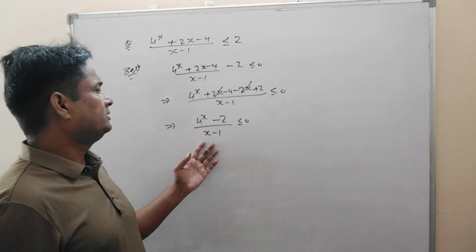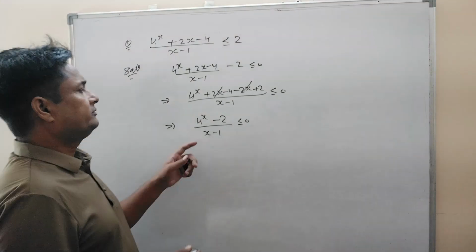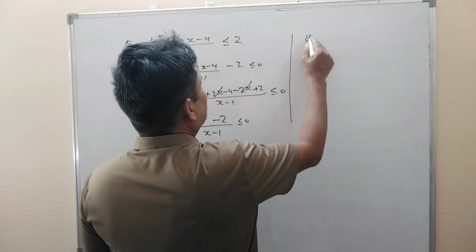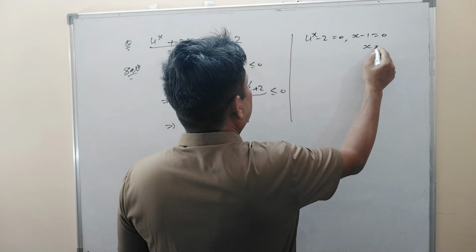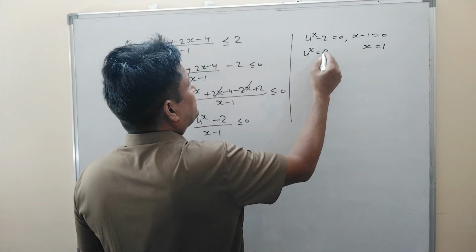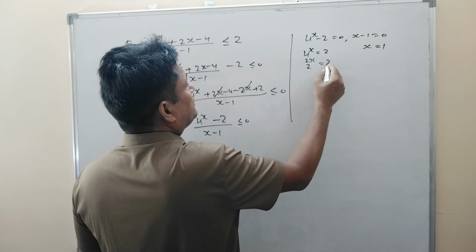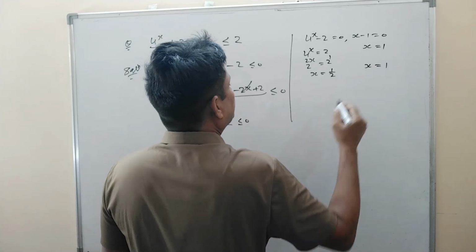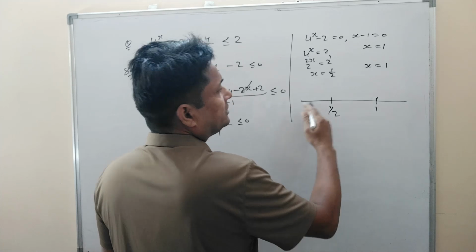Now you have to solve this quadratic inequality, right? So first of all, find the roots of this. So what will be the roots of this? 4 to the power x minus 2 is equal to 0 and x minus 1 is equal to 0. So from here, 4 to the power x is equal to 2. That means 2 to the power 2x is equal to 2, so x will be equal to 1 by 2, and from here x is equal to 1. So these are the roots of this one.